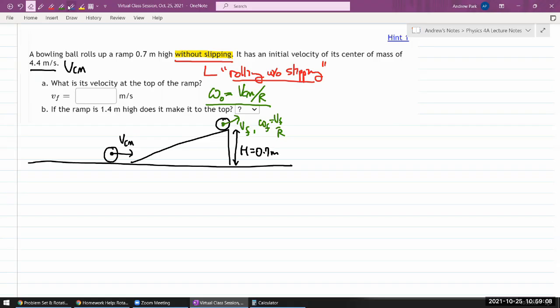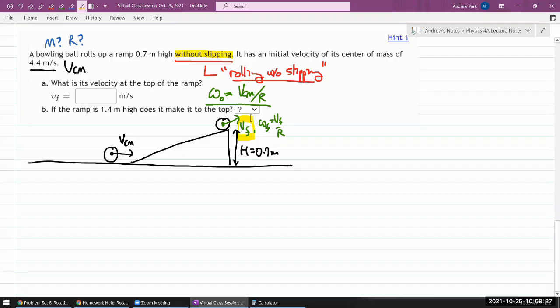Now, you might be alarmed by lack of information on certain things. It's not giving you what the mass is. It's not giving you what the radius of the bowling ball is. So I'm hoping all those things will somehow cancel out by the time I get to the answer for part A, and we'll see how that goes. So for part A, it's asking what is the velocity of the bowling ball at the top of the ramp?